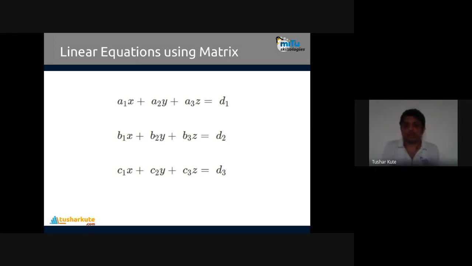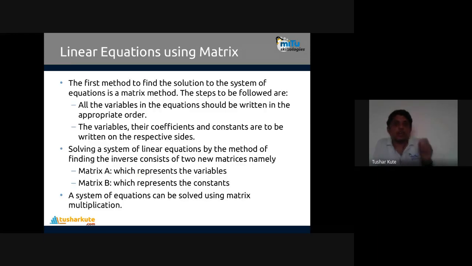Let's see, 3 equations I mentioned over here. So a1x plus a2y plus a3z is equal to d1. The first result we got is d1. Second is b1x plus b2y plus b3z is equal to d2. And third case, c1x plus c2y plus c3z is equal to d3. So let's say I am having 3 different equations which are shown over here. Now, to form the linear equation using the matrix, there are multiple methods, 2 methods basically we prefer.